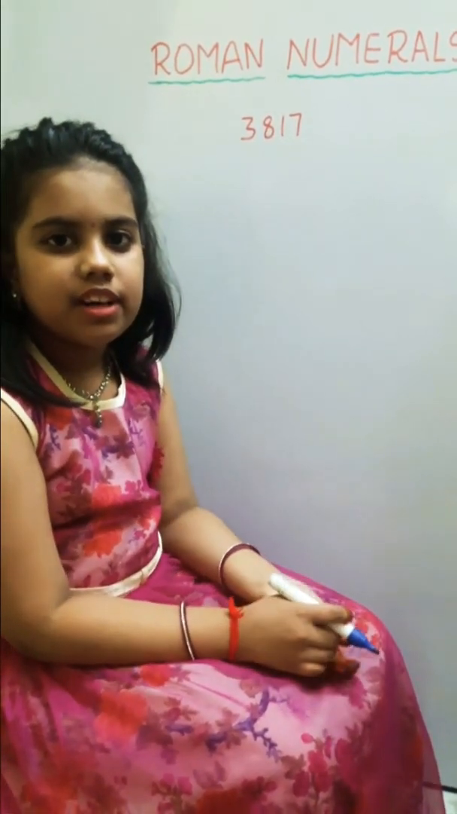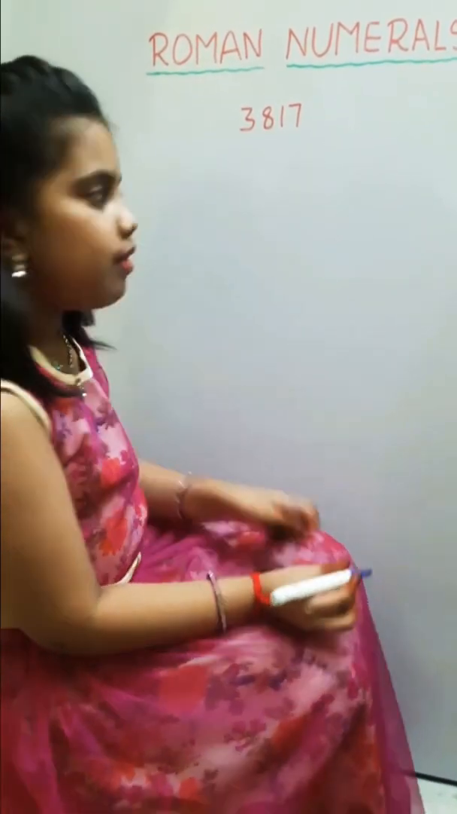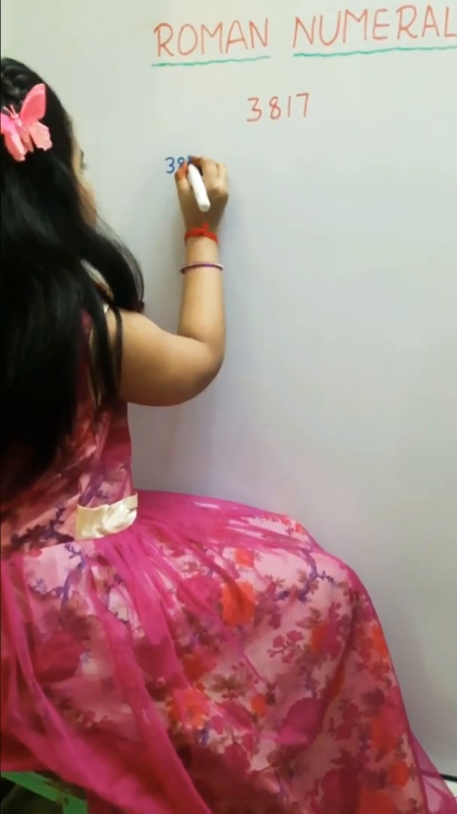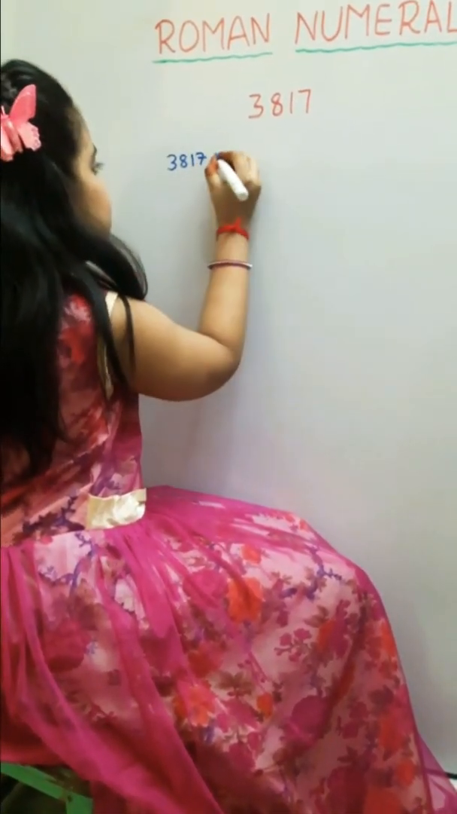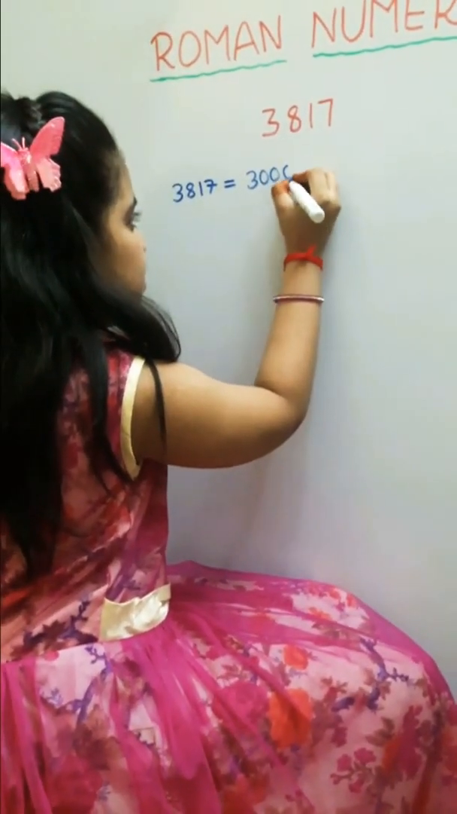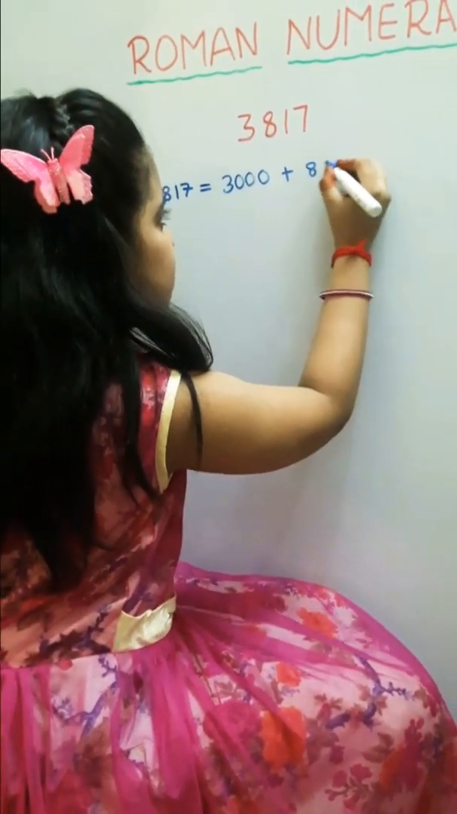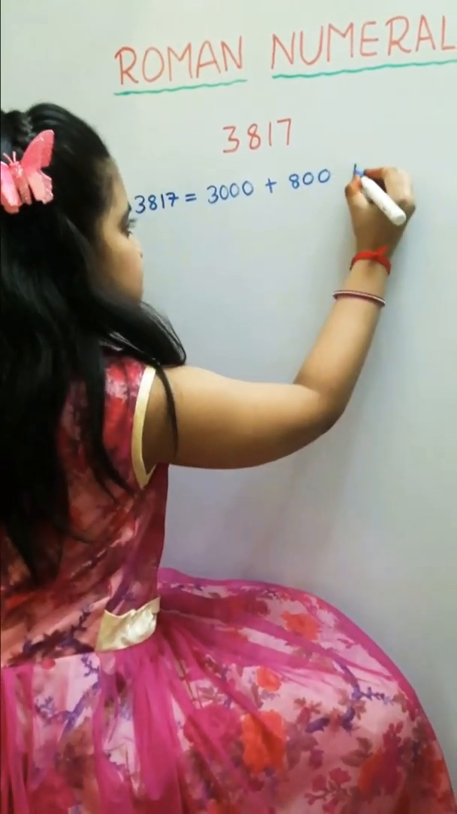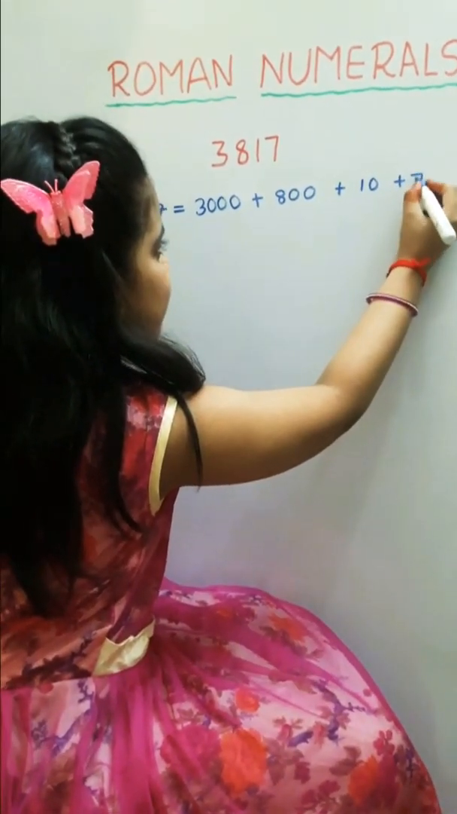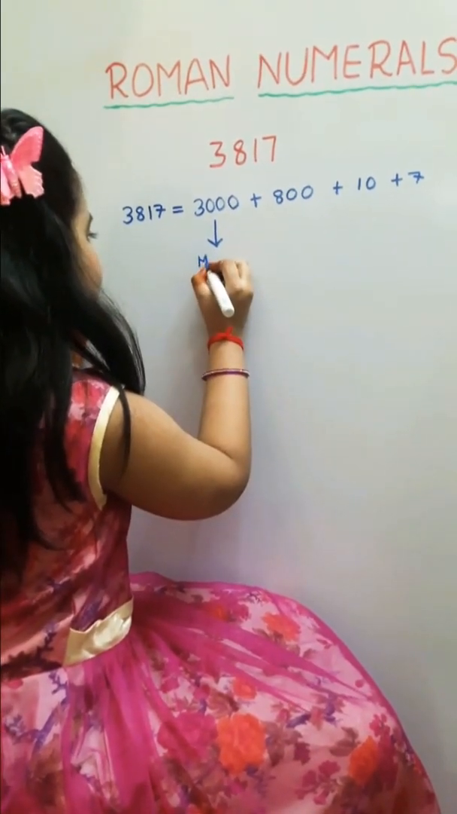For example, this is a Hindu-Arabic number. We have to convert the Hindu-Arabic number into a Roman number. We have to write 3817 is equal to 3000 plus 800 plus 10 plus 7. 3000 is equal to M.